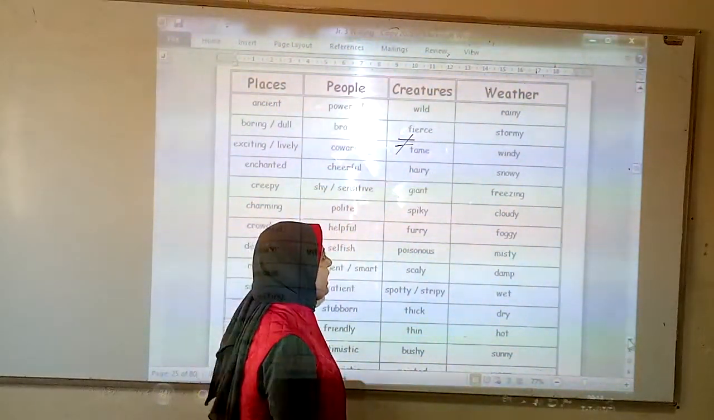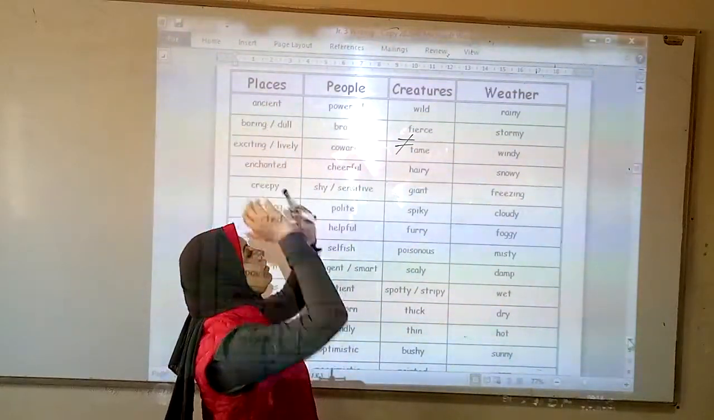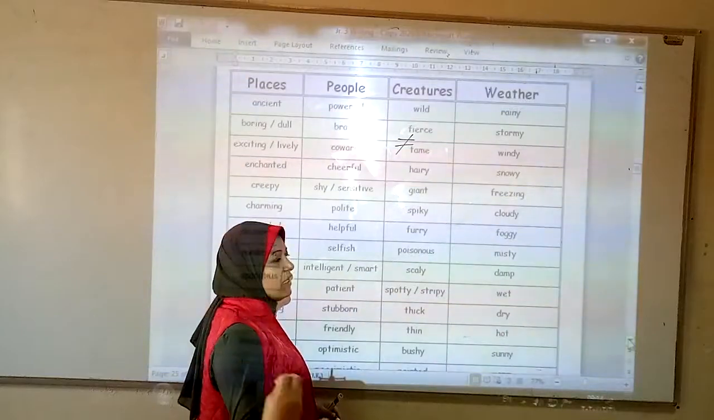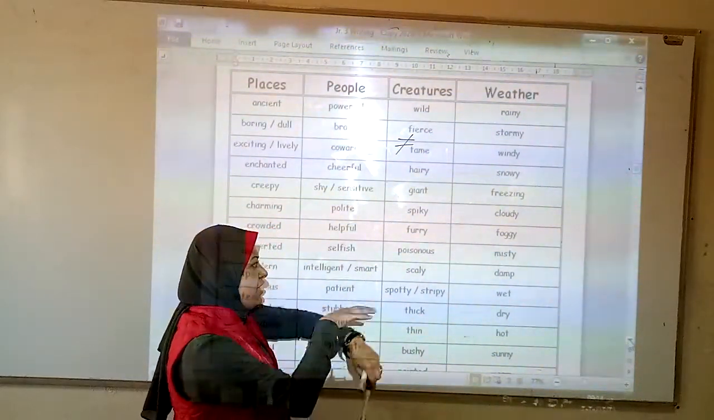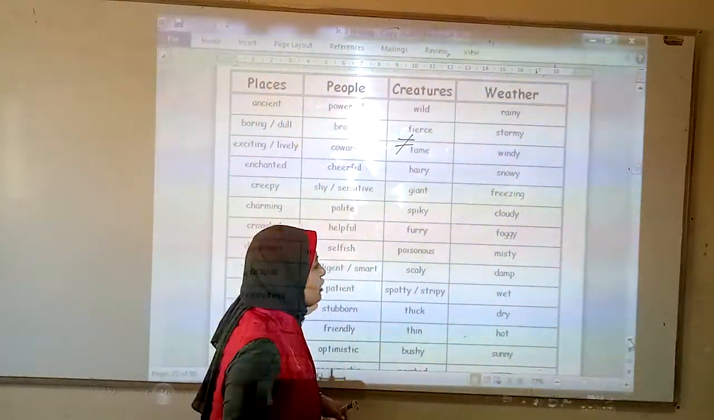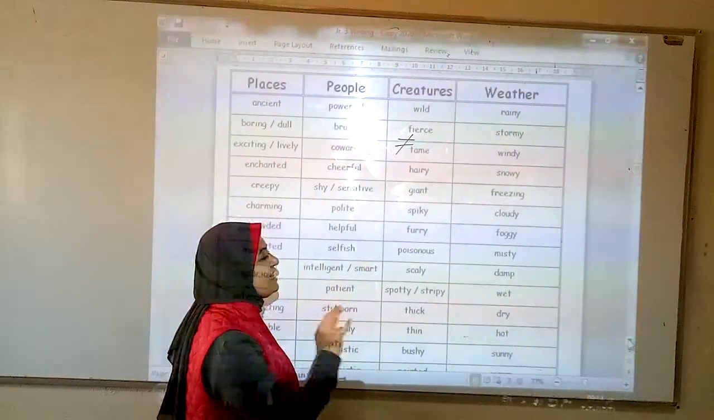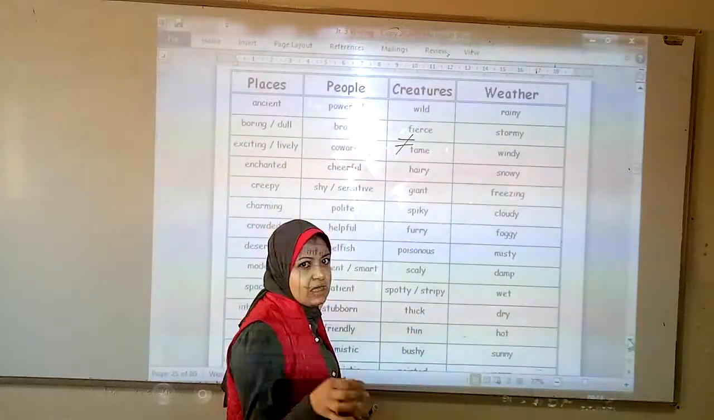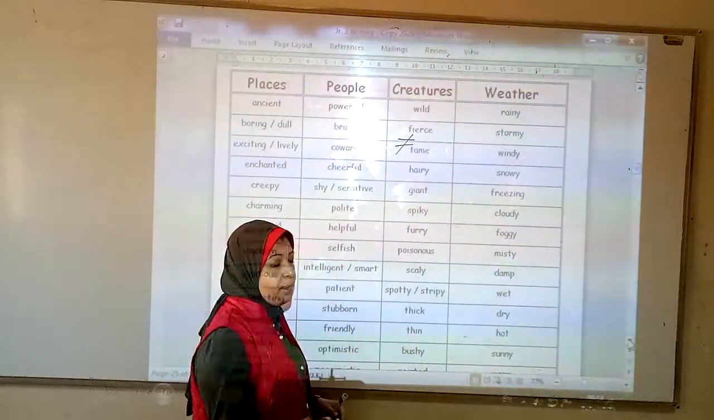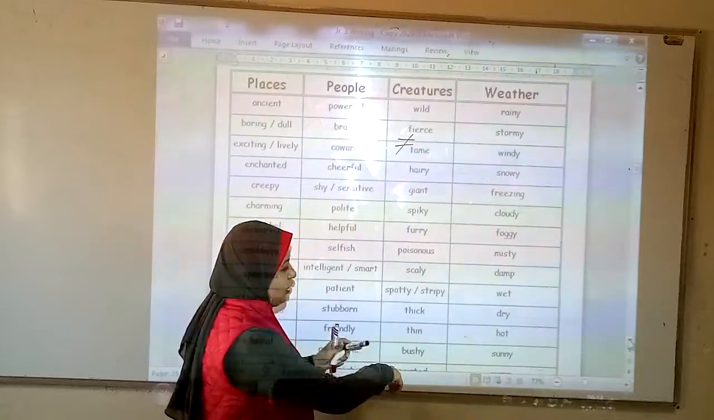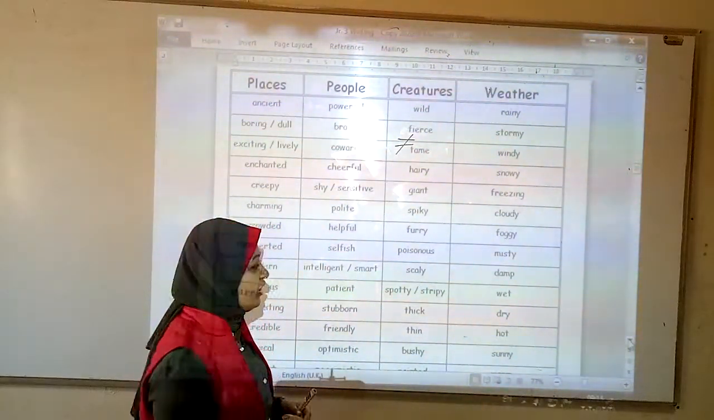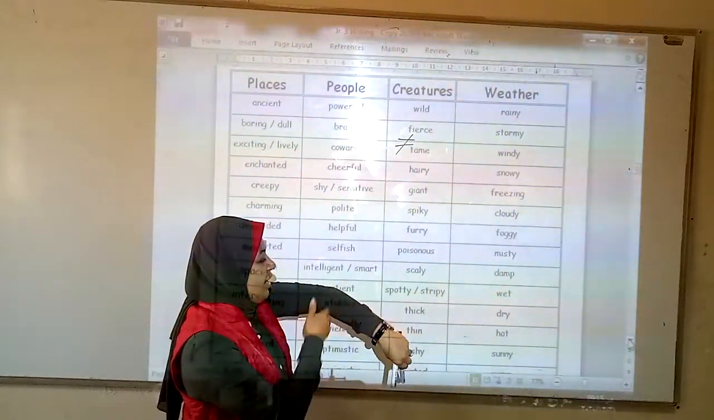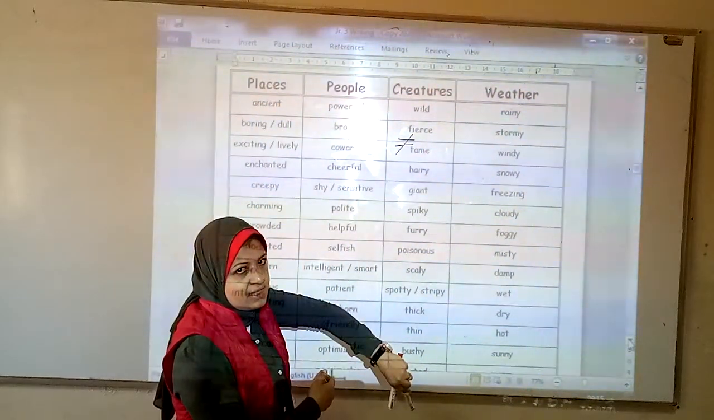Hairy, covered in hair. Giant, extremely huge. Spiky, with spikes coming out. Furry, with fur like the cats or the bears. Poisonous, getting poison like the snakes or the scorpions. Scaly, with scales over it like the fish. Spotty, dots on it. Stripy, lions.